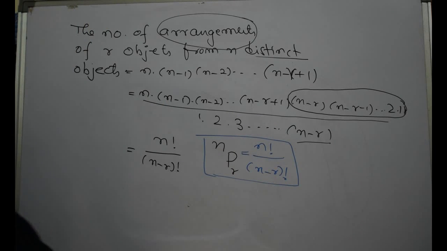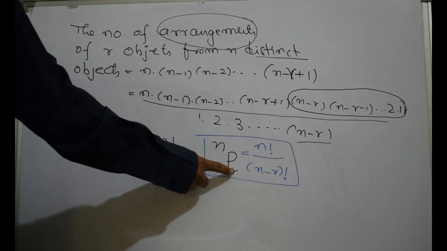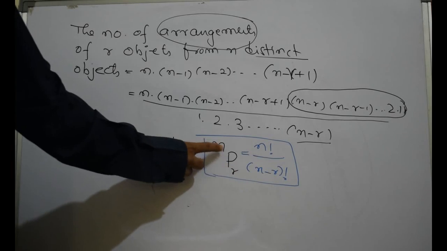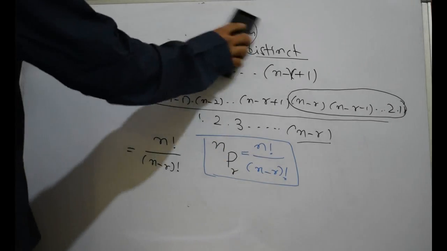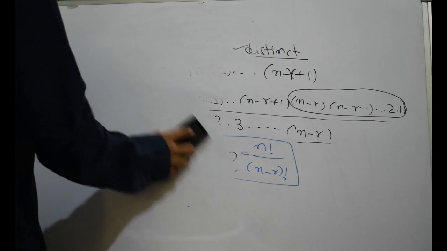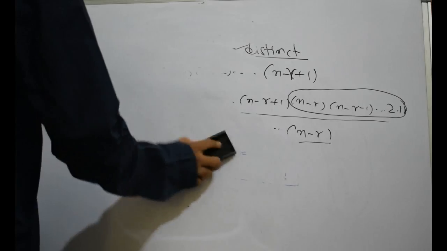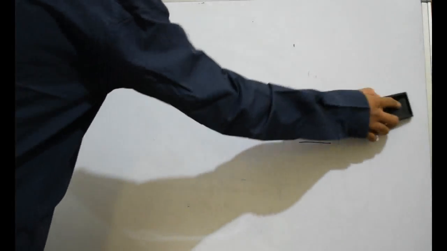So remember how many objects are given to you and how many objects you want to use. How many objects are given to you, that will come in the place of n. How many objects you want to use in the arrangement, that will come here. nPr, number of permutations or number of arrangements. Now a simple problem based on this formula nPr. We'll see one simple problem, just a direct application of the formula nPr.